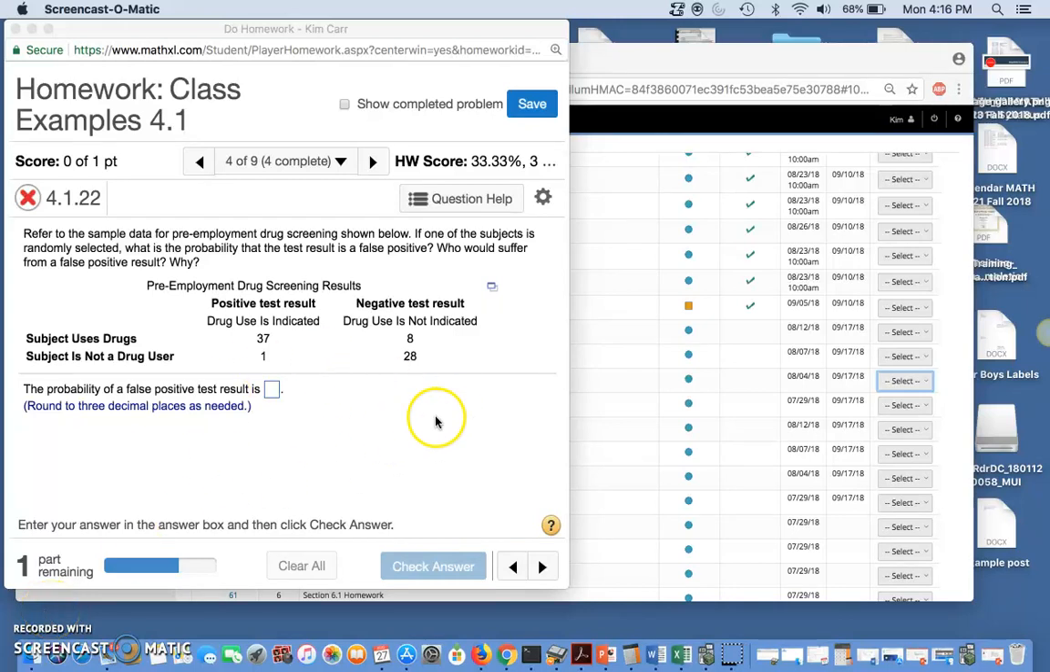Okay, let's do this problem. It says refers to the sample data for pre-employment drug screening shown below. If one of the subjects is randomly selected, what is the probability that the test result is a false positive? We'll talk about a false positive in a minute. Who would suffer from a false positive result and why?